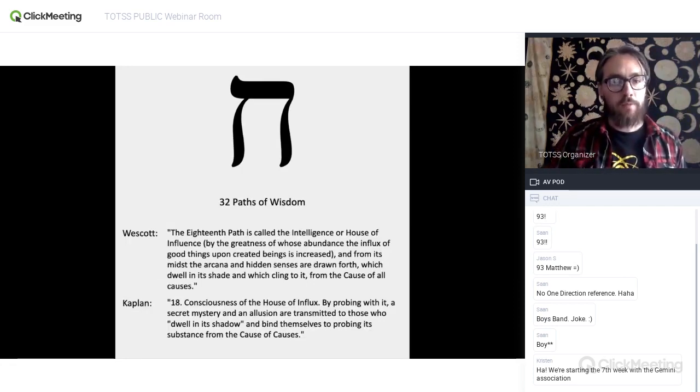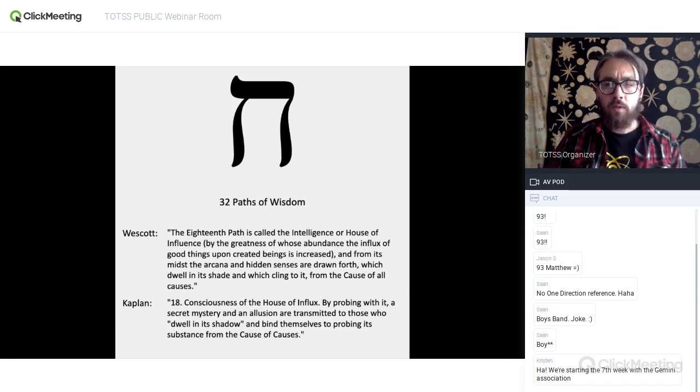All right, so let's look at our path of wisdom. This is the 18th path. Westcott gives, the 18th path is called the intelligence or house of influence, by the greatness of whose abundance the influx of good things upon created beings is increased. And from its midst the arcana and hidden senses are drawn forth, which dwell in its shade and which cling to it, from the cause of all causes. Kaplan gives 18, consciousness of the house of influx. By probing with it, a secret mystery and an illusion are transmitted to those who dwell in its shadow and bind themselves to probing its substance from the cause of causes.